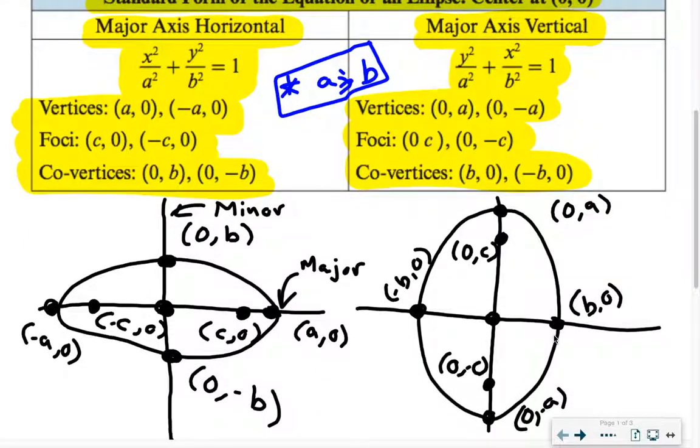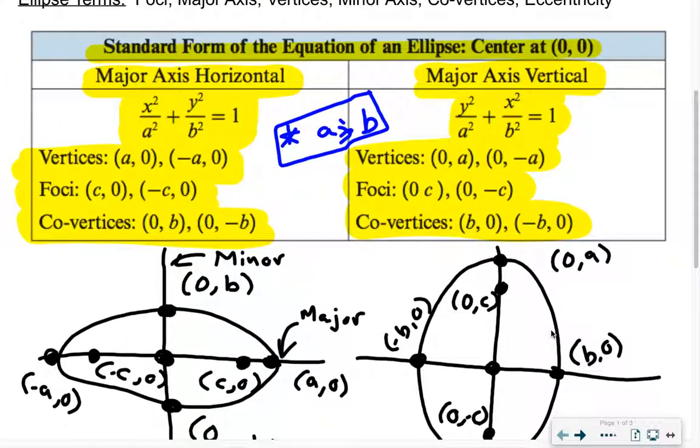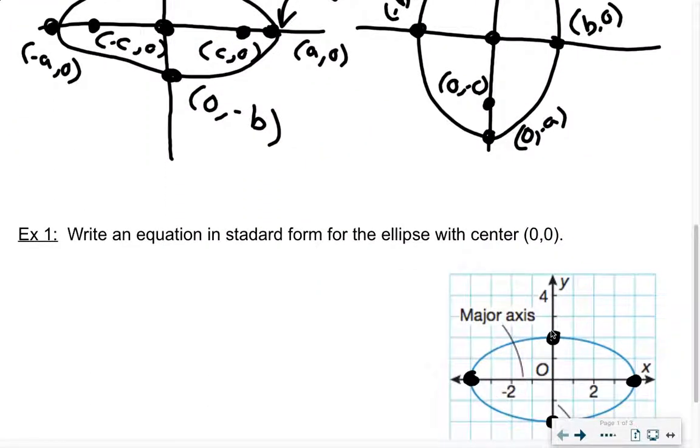And it's identifying your A and your B value, which is going to identify whether this thing is going to go horizontally or vertically. We know that the major axis is horizontal because it's longer this way. The football is lying on the ground. So which one of the two sides are we going to use? Well, we're going to use the left side. Okay? So our template for our equation is going to be x squared over a squared, y squared over b squared.